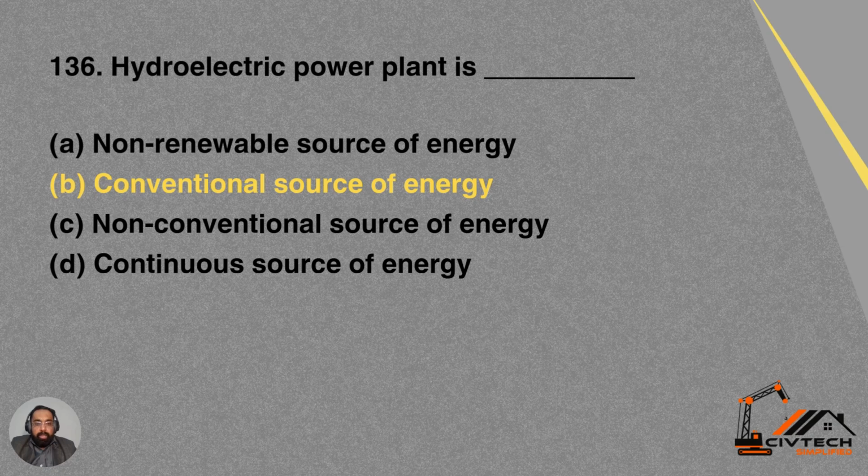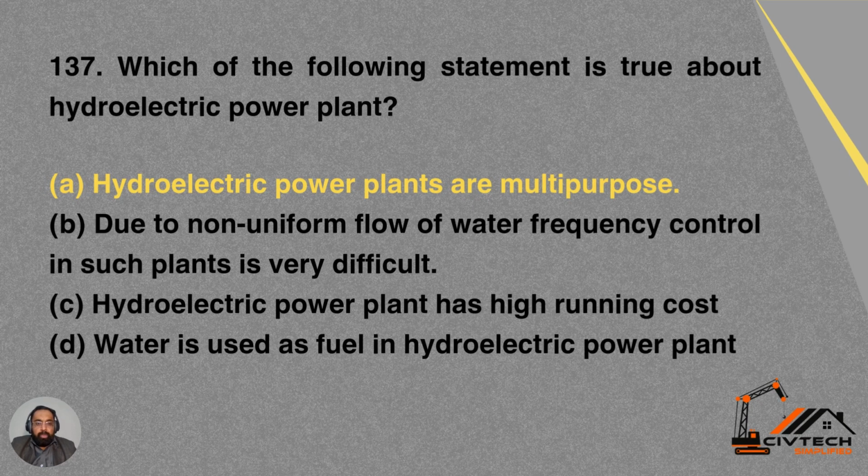136. Hydroelectric power plant is dash. Option A, non-renewable source of energy. Option B, conventional source of energy. Option C, non-conventional source of energy. Option D, continuous source of energy. So hydroelectric power plant is a conventional source of energy. B is the correct answer for this question.